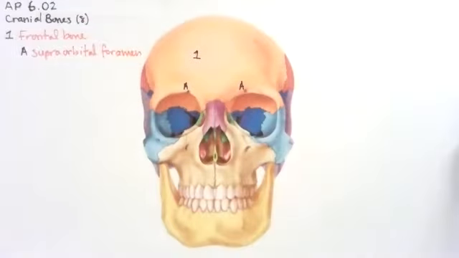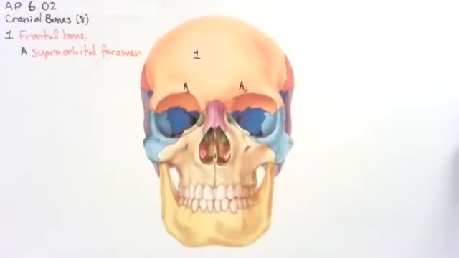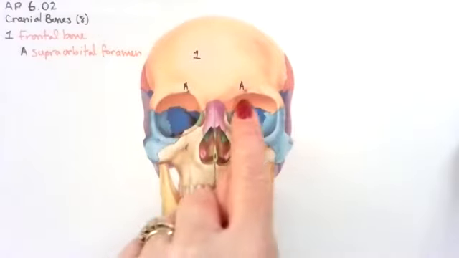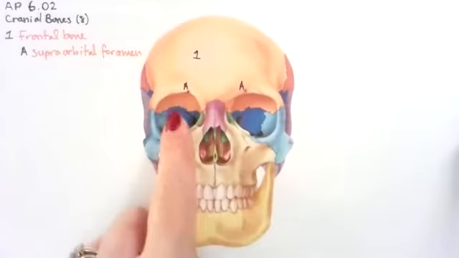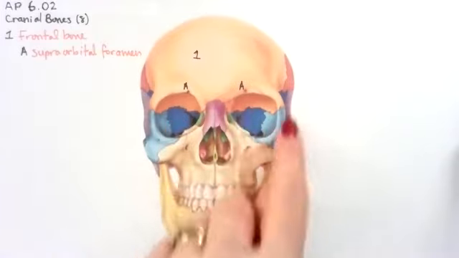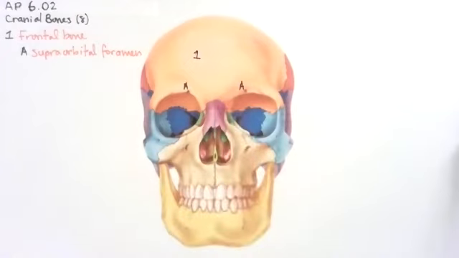Supraorbital foramen. And the frontal bone is considered to be a flat bone, even though we have these ridges here. It's one of the bones that makes up the orbital cavity. So you can see we've got several bones that come together and they join, or articulate, to make that orbital cavity.